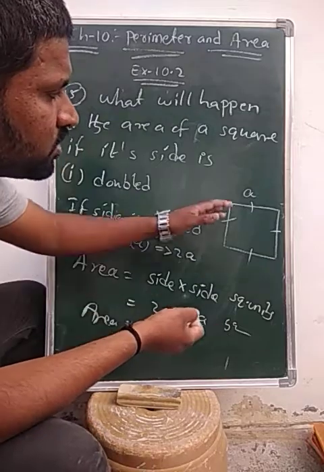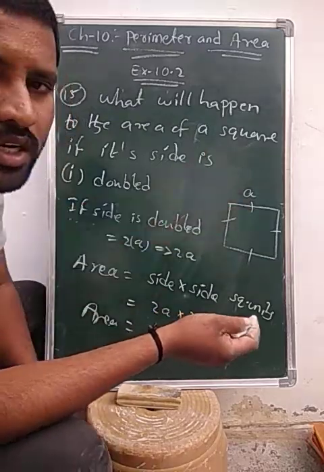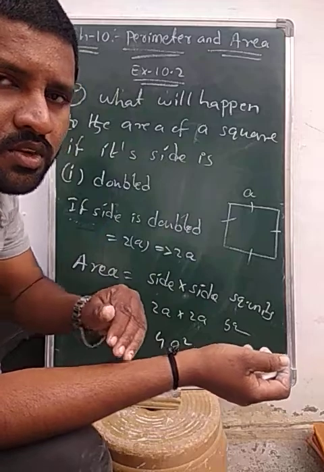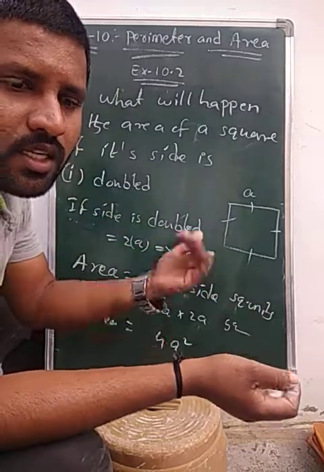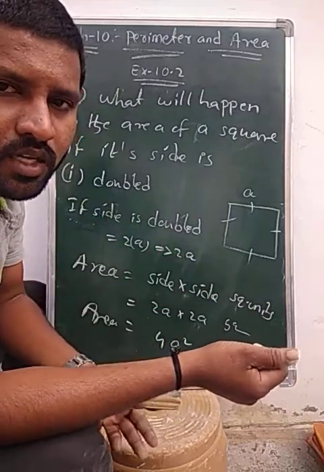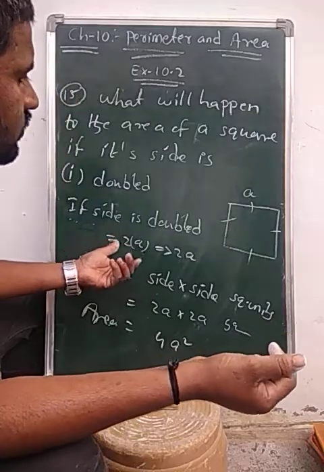So you can take any side in the place of A. Okay na? Then find the area. Then after you double the side, try it. What happened? Okay na? So this is the required answer for this question.